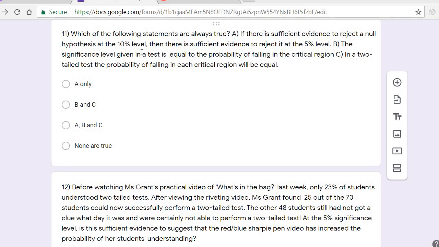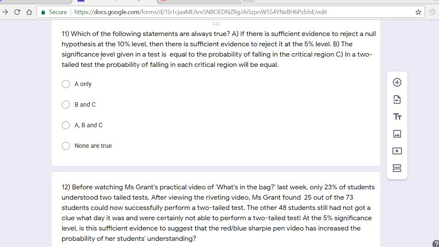B, the significance level is equal to the probability of falling in the critical region. Well, not necessarily. We want to try and get it as close as we can to that significance level, but we've often seen in questions that it's often the first value where we dip below that significance level, and sometimes they can be quite different. And if you remember, the probability of falling in the critical region is called the actual significance level, not the significance level necessarily given in the question.